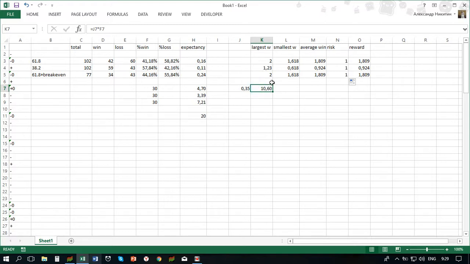Okay, and that is 10.6 return of what you've been risking monthly. 10% monthly. What is 10% monthly? Let's do the calculation. Let's say you have a 10,000 account, and every month you multiply it by 10%. So this is 10,000.